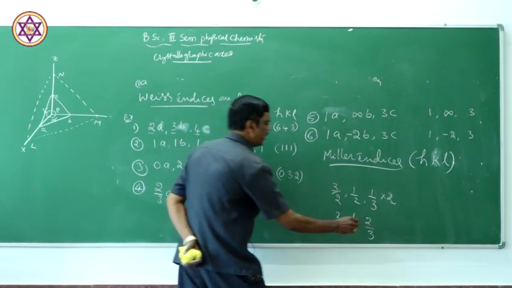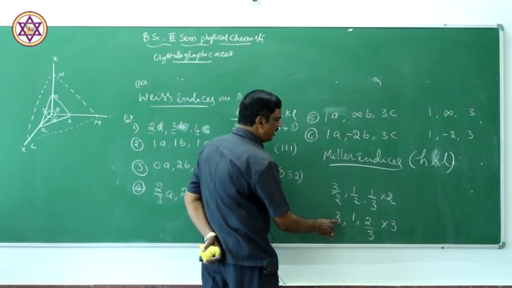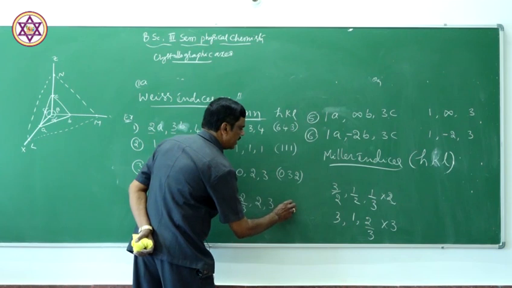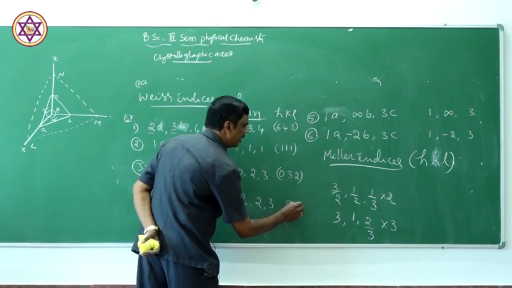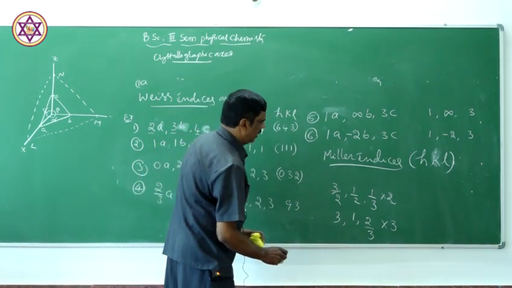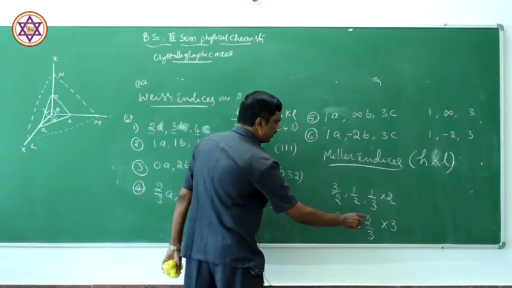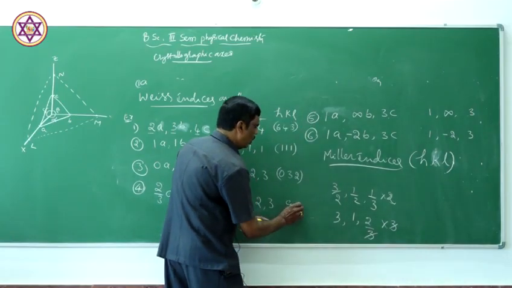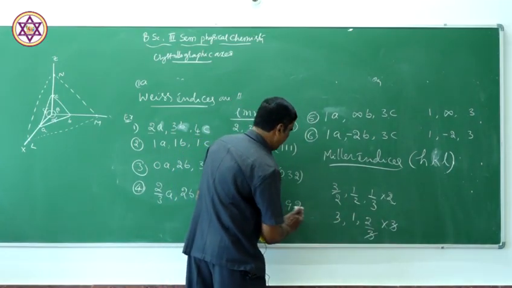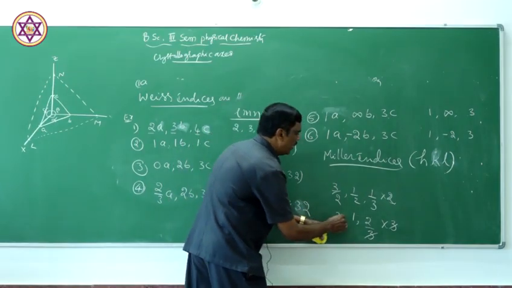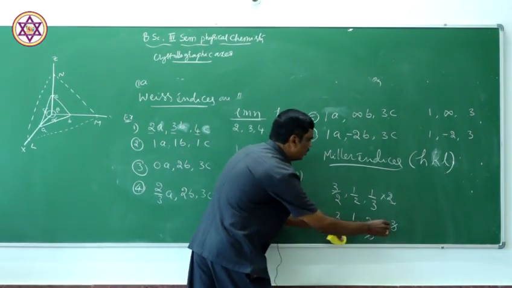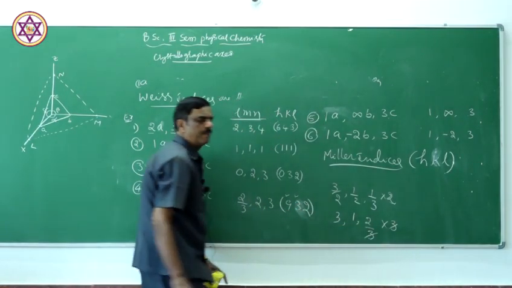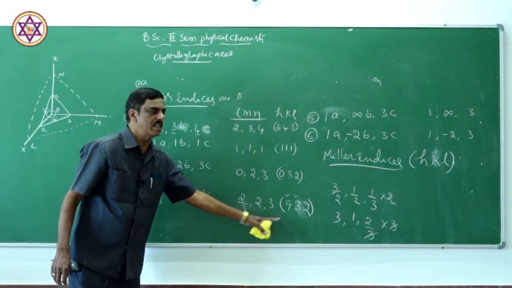Next, you multiply this by 3. Now, this becomes 9, 3, 2. Therefore, the Miller indices are 9, 3, 2. Multiply this by 3, this becomes 9. So this becomes 3 times 3 is 9, correct? This becomes 3 times 1 is 3, and the 3s cancel, leaving 2. So, 9, 3, 2 is the Miller indices for this.